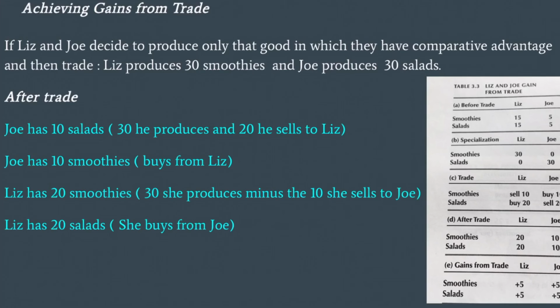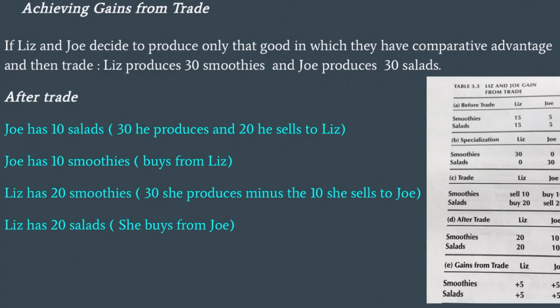When they trade, Joe has 10 salads, that is, he produces 30 salads and sells 20 to Liz, and Joe has 10 smoothies now because he buys from Liz. And Liz now has 20 smoothies because 30 she produces and 10 she sells to Joe. And she purchases 20 salads from Joe. So both have a plus 5 gain from trade.